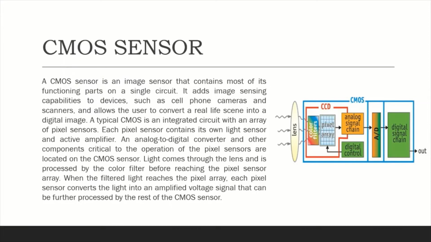Our last part is the analog to digital converter. It takes the analog voltage signal from the pixel sensor array and converts it into a digital signal. The final digital signal is then outputted to an image processor or another device independent of the CMOS sensor, which converts or further processes the digital signal into something viewable by the end user.